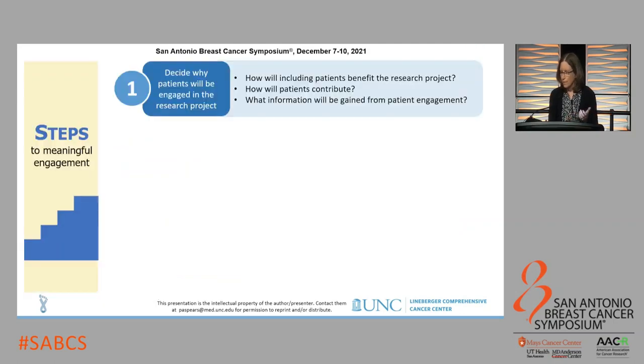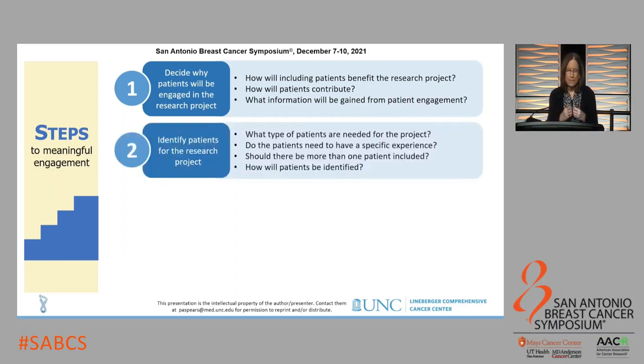So I wrote a recent article and I came up with these steps to engagement for the researcher to do. I think I have slides on what the patient advocate should do, but this talk is about researchers and clinicians and what you should do. You need to decide why you're going to engage a patient advocate right off the bat. How will you include them? What will they contribute? And what information will be gained? You really need to do that work up front because it's important when you get to the step of identifying a patient for your research that you know what type of patient advocate you need and who you need. Do the patients have to have a specific experience?